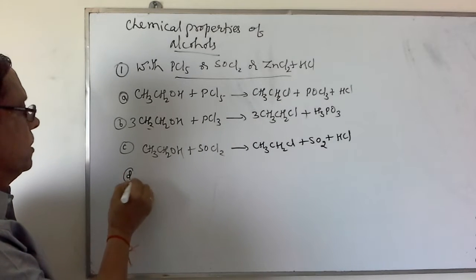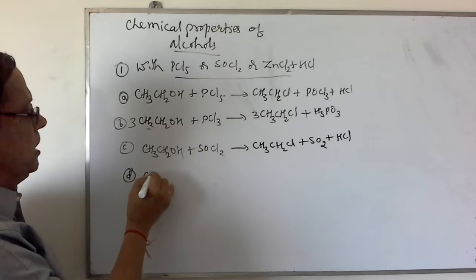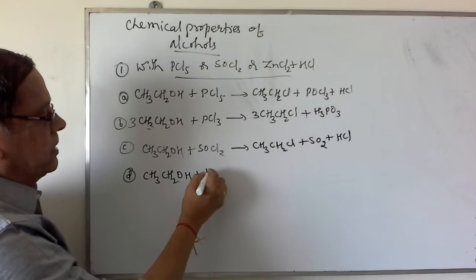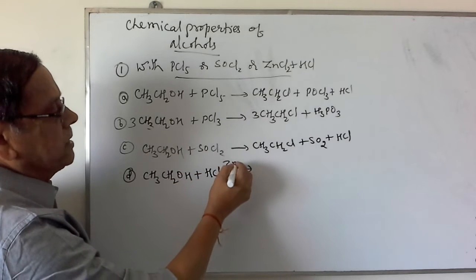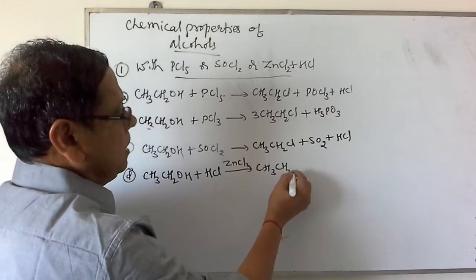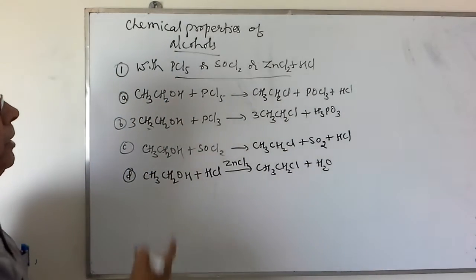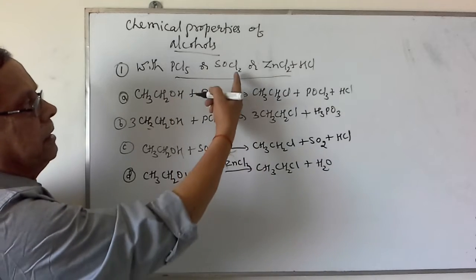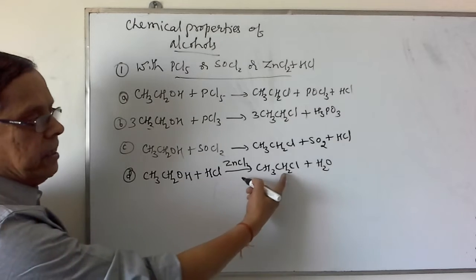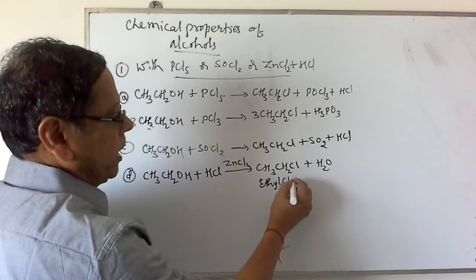The next reaction is with HCl and zinc chloride. CH3CH2OH, ethyl alcohol, plus HCl. Here zinc chloride acts as a dehydrating agent. It gives rise to CH3CH2Cl along with the formation of water. So with all these, PCl5, PCl3, SOCl2 and zinc chloride with hydrochloric acid, the OH group will be replaced by chlorine atom. So the product is ethyl chloride.